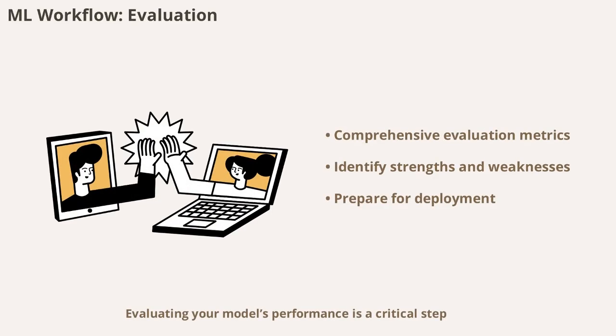Evaluating your model's performance is a critical step. Scikit-learn provides metrics like accuracy_score and classification_report to help you assess how well your model is doing. By comparing predictions to actual outcomes, you can identify strengths and weaknesses, guiding further improvements. Effective evaluation ensures your model is ready for real-world deployment.